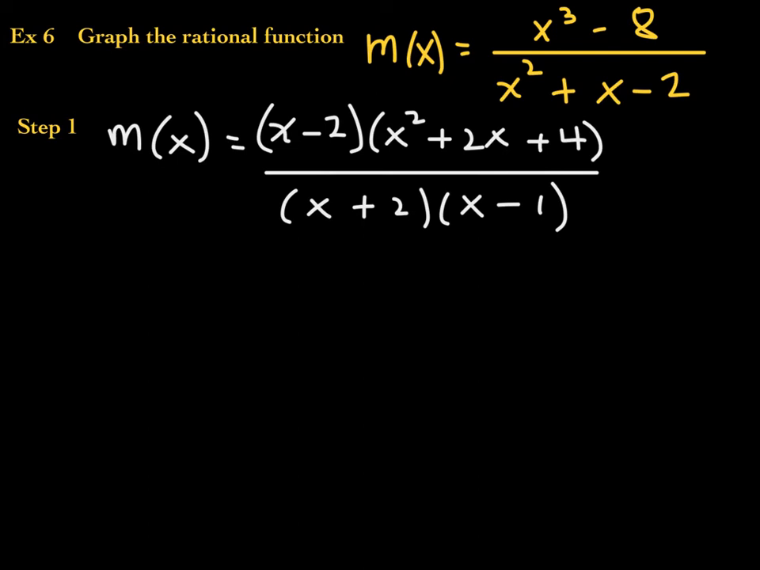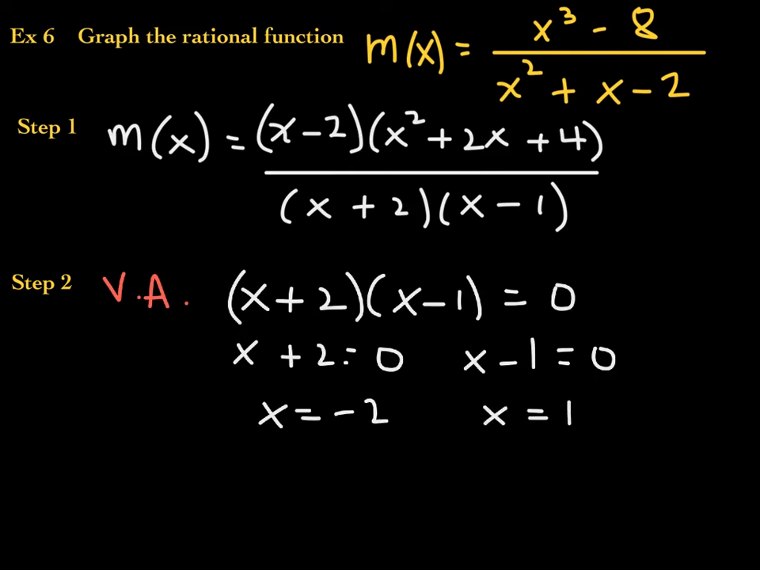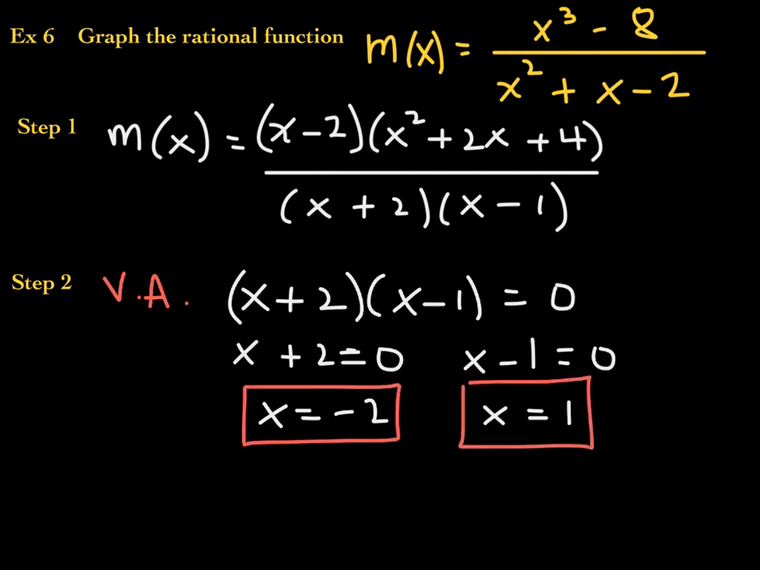Let's go to step 2, vertical asymptotes. To find the vertical asymptotes, take your denominator and set it equal to 0 and solve. Now, it'll be easier for us if we use the factored form of the denominator. I'm setting each of my variable factors equal to 0 and solving, and you get 2 vertical asymptotes, which means you'll have 3 pieces of your graph.